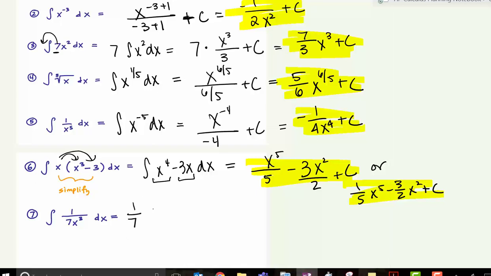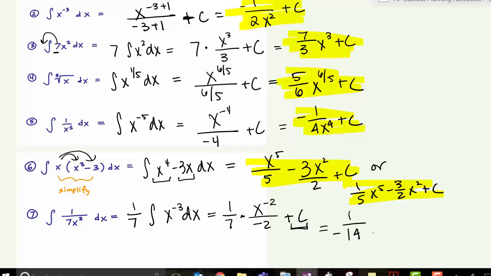For 1/7x cubed, again, let's rewrite this guy. I'm going to write this as 1/7 times the integral of x to the -3. I think this is important because I don't want to have to deal with that 1/7. That is a coefficient. When I integrate this, my n is -3, so that k value is 1/7. We have x to the -2 divided by -2 plus c. Remember that plus c is important. So when I get this done, this is going to be 1/-14. I'm going to move that x to the -2 to the denominator, plus c.